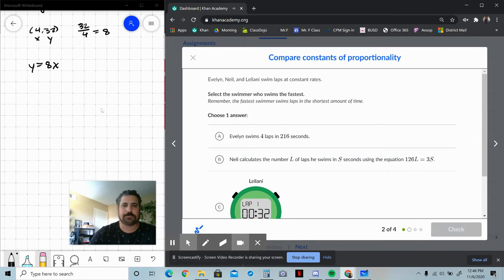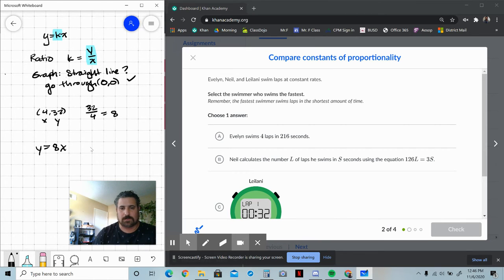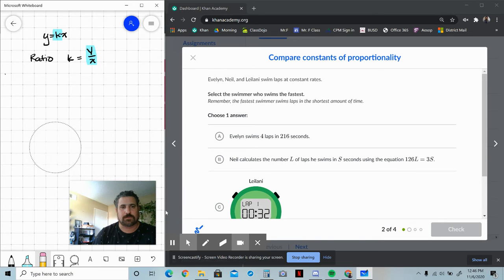Let's go to the next one. Let me see if I can erase this now. And we'll go from there. So I'm going to leave the ratio of y over x there. I think that's pretty straightforward. I'll leave that up there just so we can keep reminding ourselves of that, okay? So it says Evelyn, Neil, and Leilani swim laps at constant rates. Select the swimmer who swims the fastest.